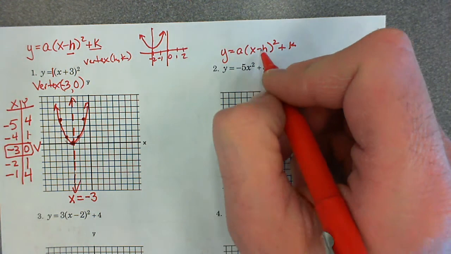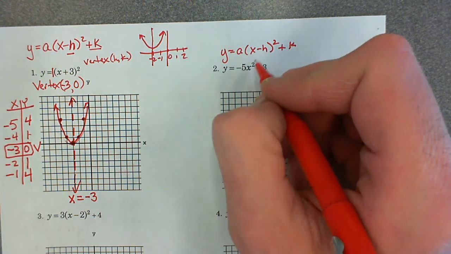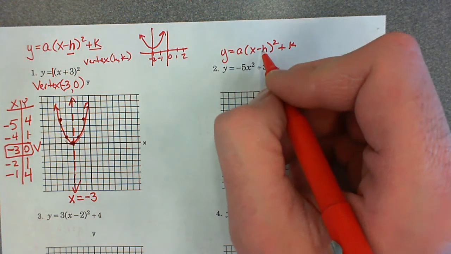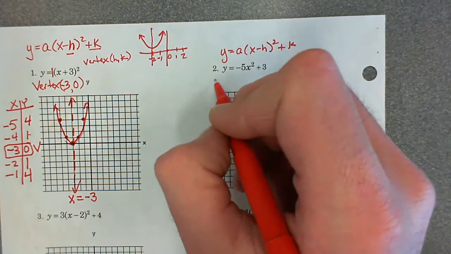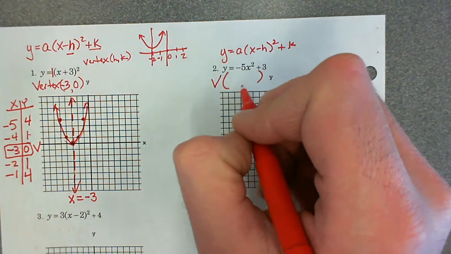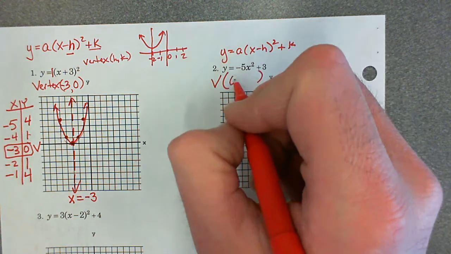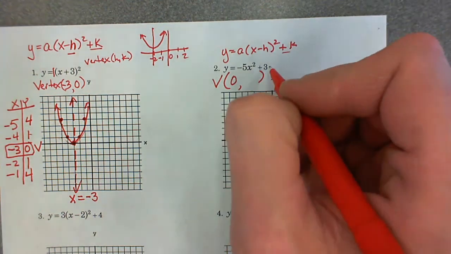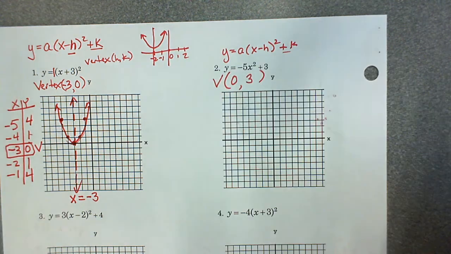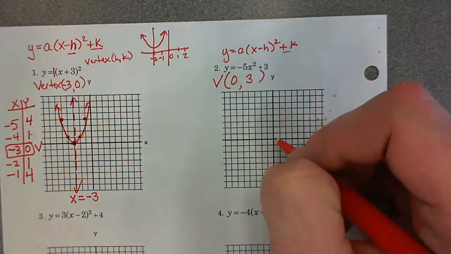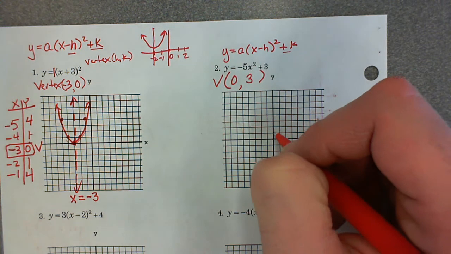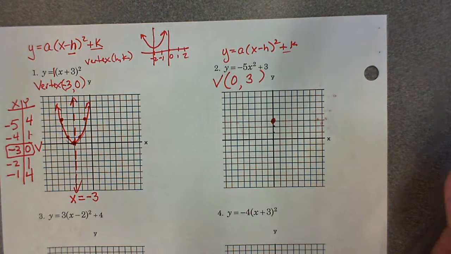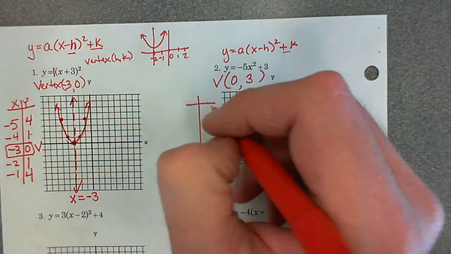Well, here we don't see any parentheses. Well, what would h have to be if there's no parentheses? Well, x minus what number just gets you x? Well, that would be 0. So your vertex on this one, the h is actually 0. Now what's the k? What's added on here at the end? Oh, that's +3. So on this one, our vertex is at (0, 3). 0, 1, 2, 3. So here's our vertex.